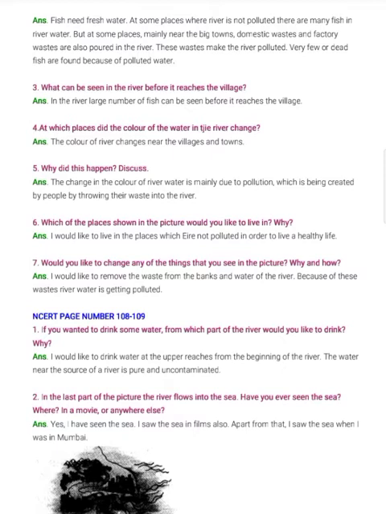Which of the places shown in the picture would you like to live in? Why? I would like to live in the place where air is not polluted and water is not polluted, in order to live a healthy life. Would you like to change any of the things that you see in the picture? Why and how? Answer: I would like to remove the waste from the banks and water of the river, because of this waste, river water is getting polluted.